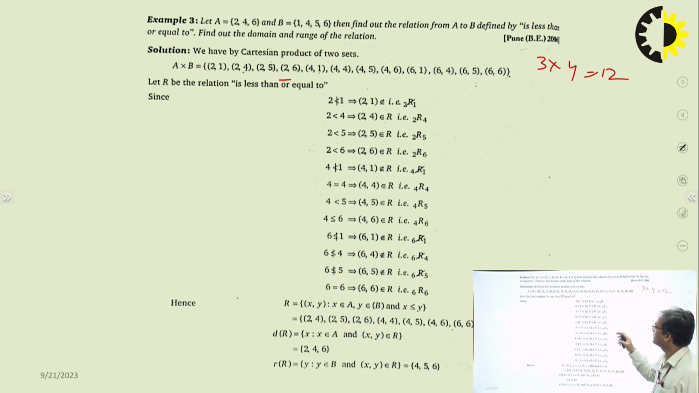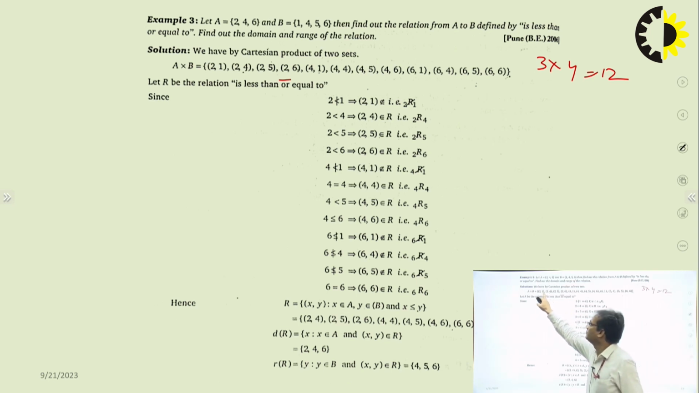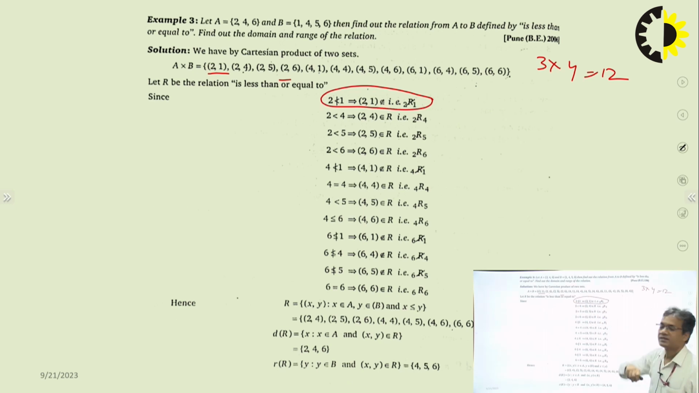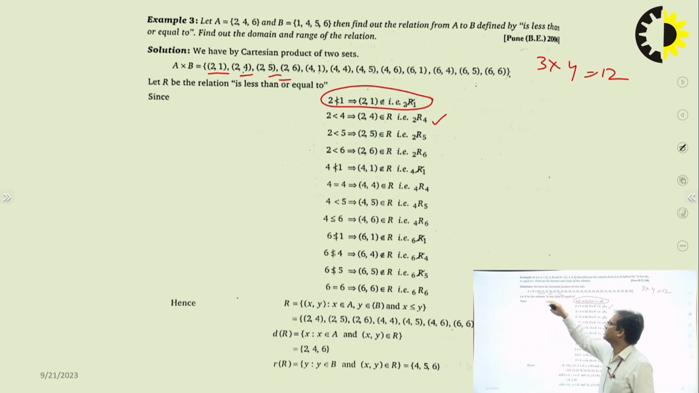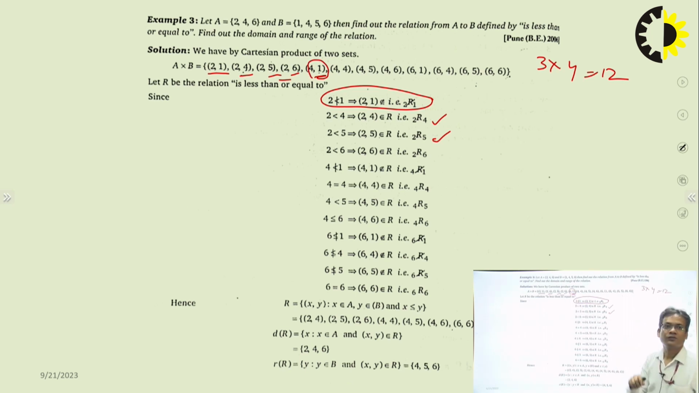So check less than or equal to for (2, 1). Is 2 less than or equal to 1? No. That means (2, 1) will not be included in relation R. (2, 4): that condition is followed, so (2, 4) will be there. (2, 5) the condition is following, so (2, 5) will be there. (2, 6) same, will be there. (4, 1): the condition is not followed because 4 is not less than or equal to 1, so (4, 1) will not be there.